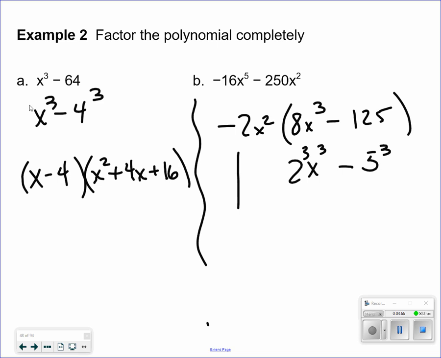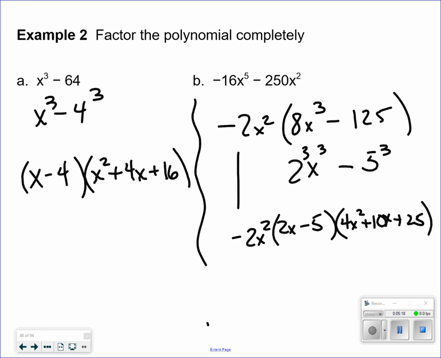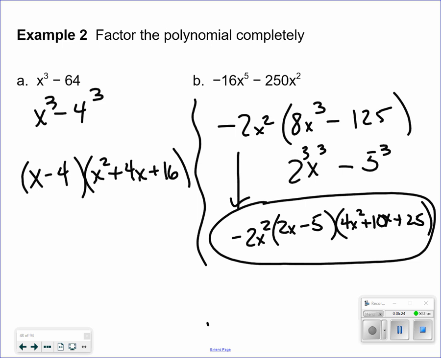That is a perfect cube in the front and a perfect cube in the back. So I have 2x minus 5. Now, the pattern is take the first term, square it. So notice that I squared both the 2 and the x. Change the sign and multiply the two terms together, and always add the second one squared. This would be factoring completely, so breaking this down into its factors.